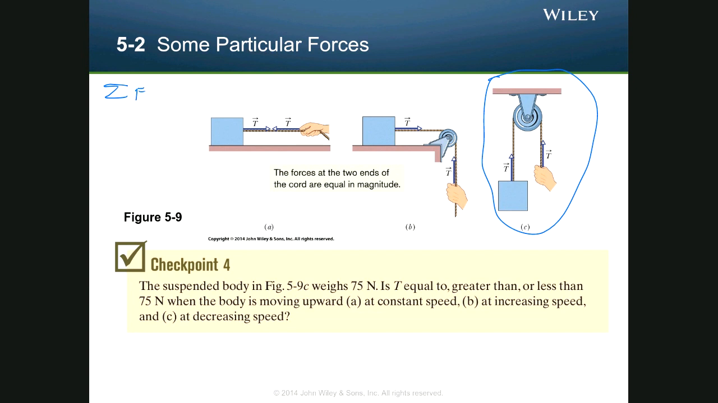Well, first let's make a free body diagram, right? So we'll do that here off to the side. We have T going up, because we're looking at the block. Okay, so we have T going up.